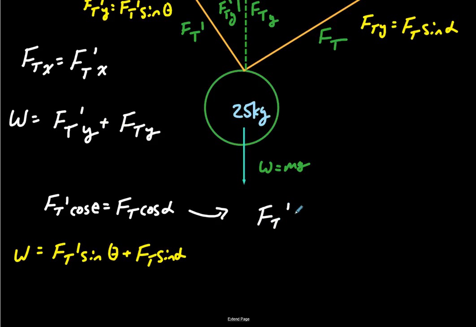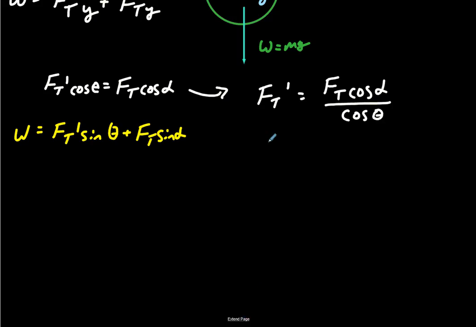Ft prime should be equal to Ft cos alpha divided by the cos of theta, right? And if I look over here, I see an Ft prime here, and if I can replace Ft prime with something in terms of Ft, I should be able to solve because then I only have one unknown. So what we're going to do is a substitution.